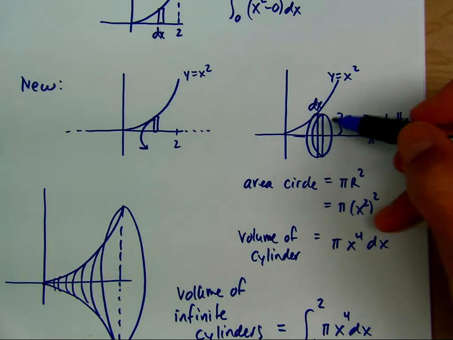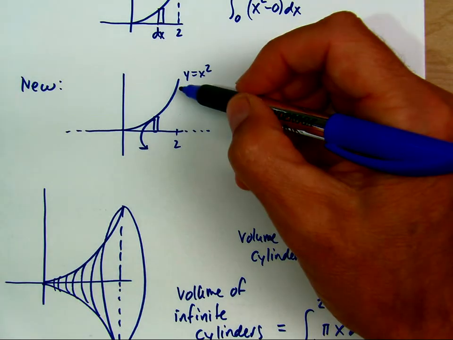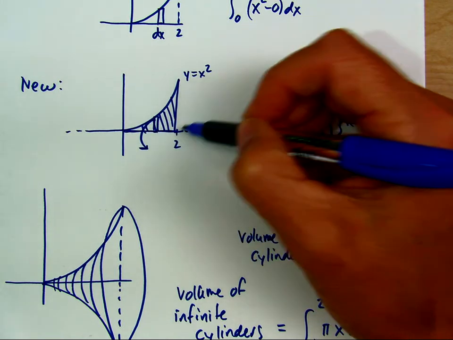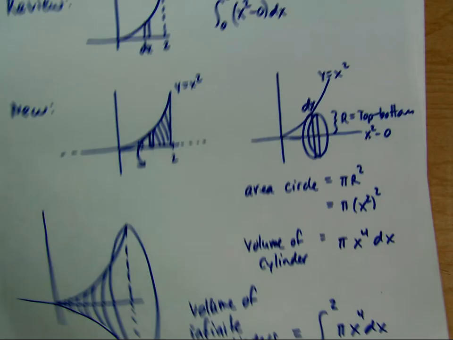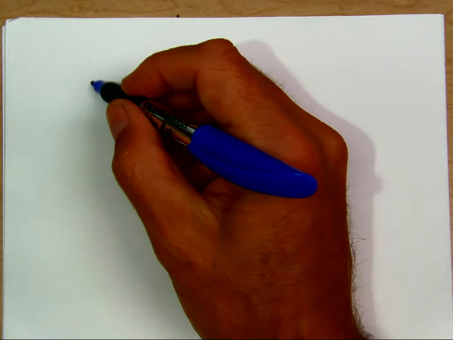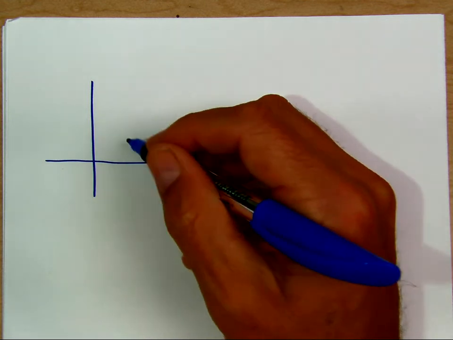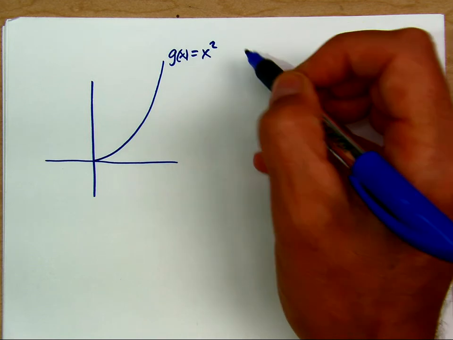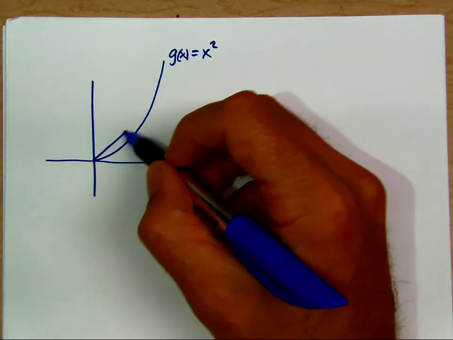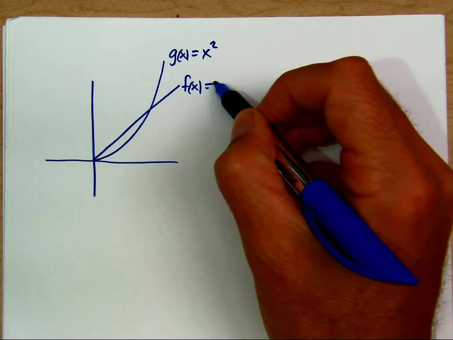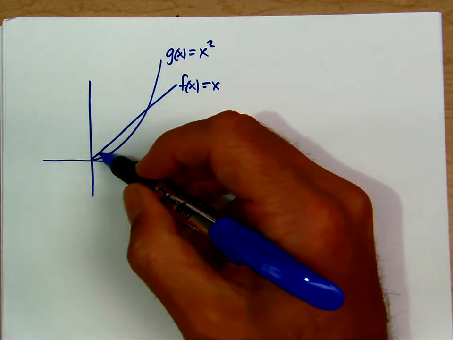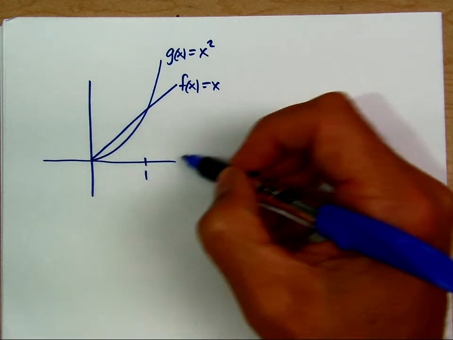This is when we have the region that is adjacent to the axis of rotation. Let's look at what happens if it's not adjacent. So they'll intersect at 1. We want to have that region rotate around the x-axis.